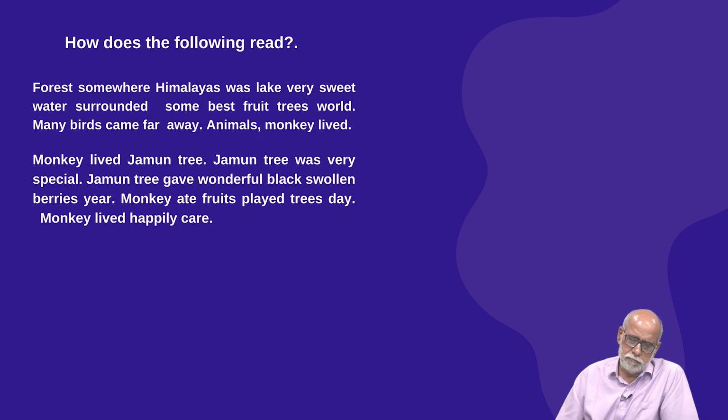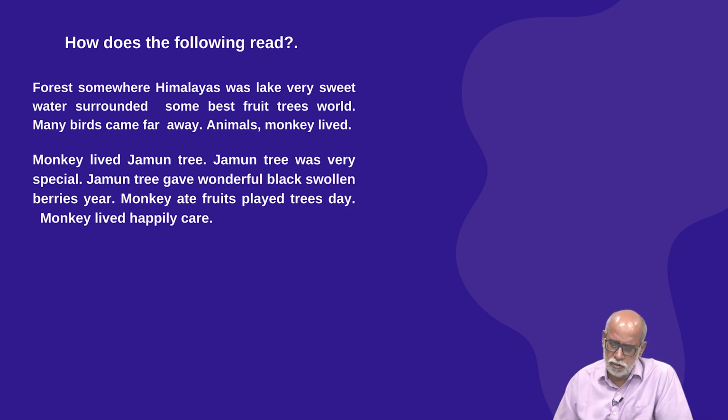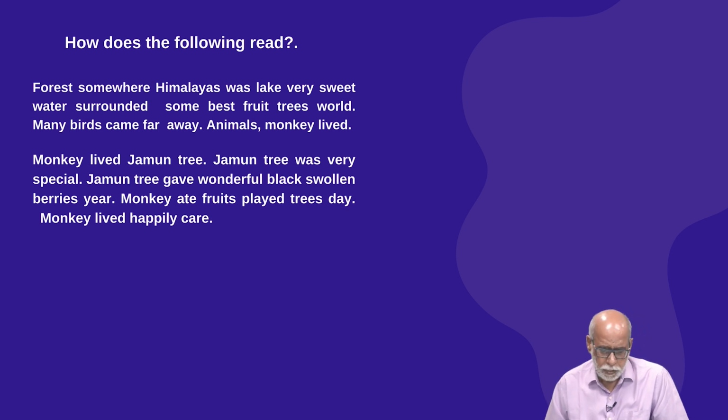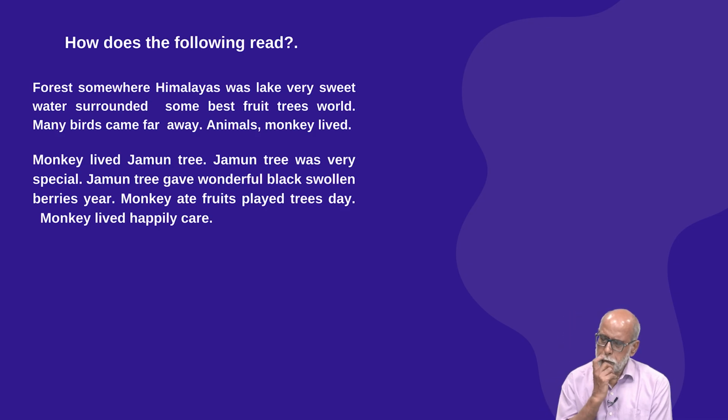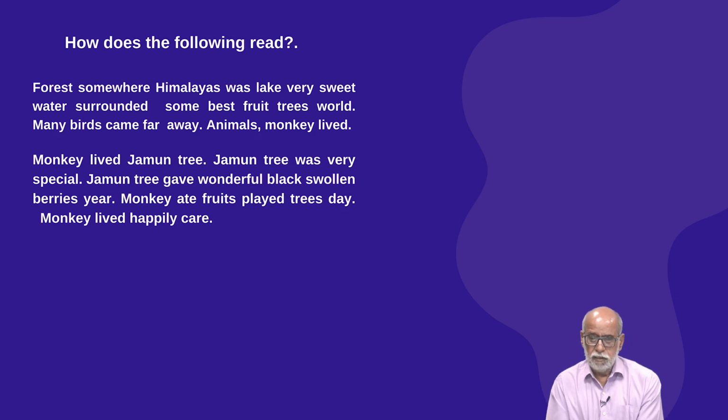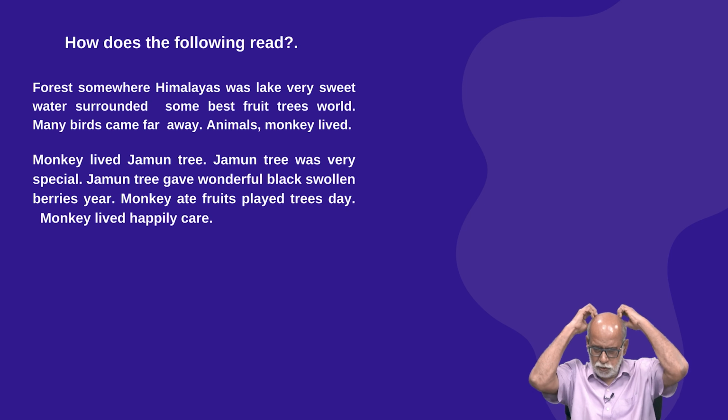So, with the second paragraph, monkey lived jamun tree. Jamun tree was very special. Jamun tree gave wonderful black swollen berries here. What do you want to say? Berries here. Okay. Monkey ate fruits, played trees. Like you play guitar, did he play trees? So, this is how absence of these structure words can lead us to wrong meaning.